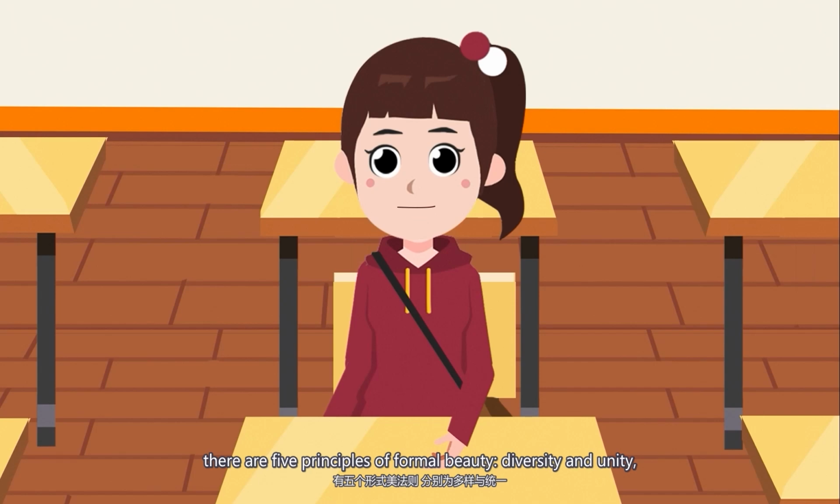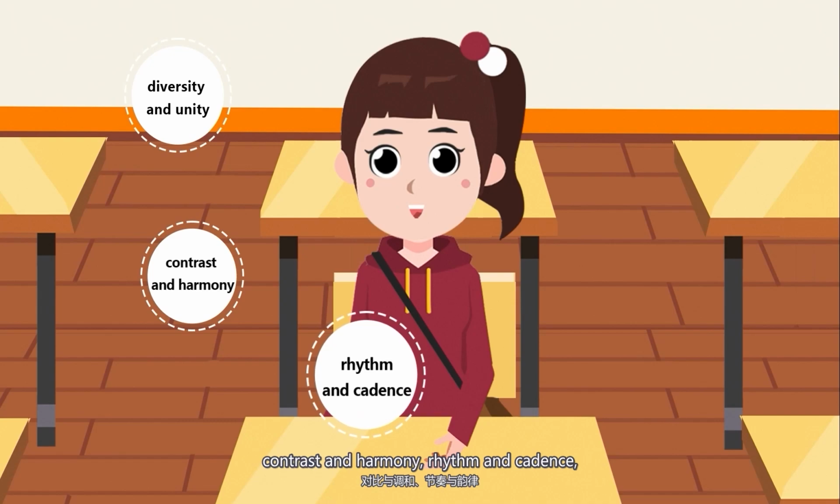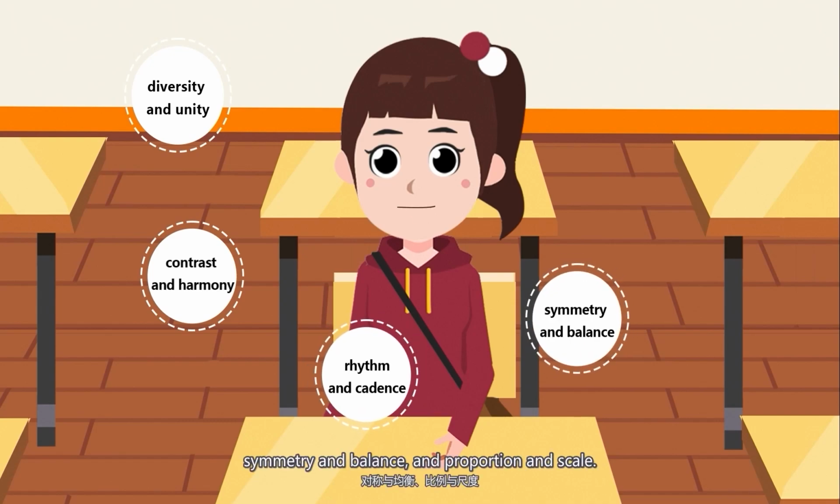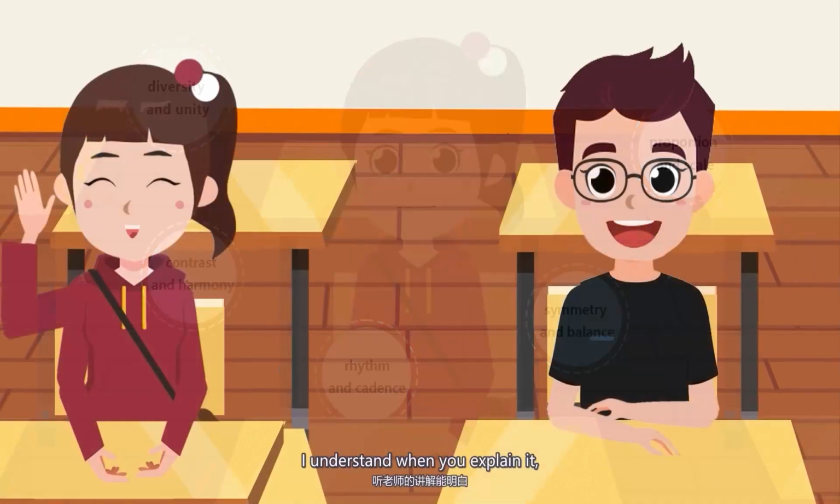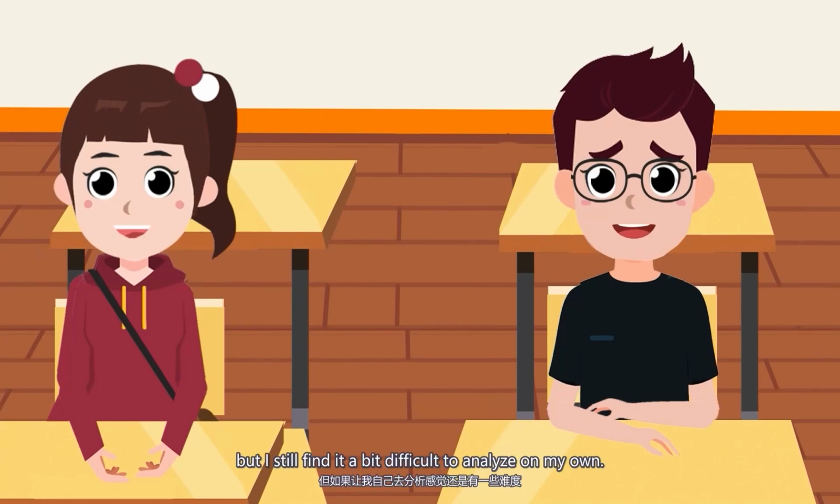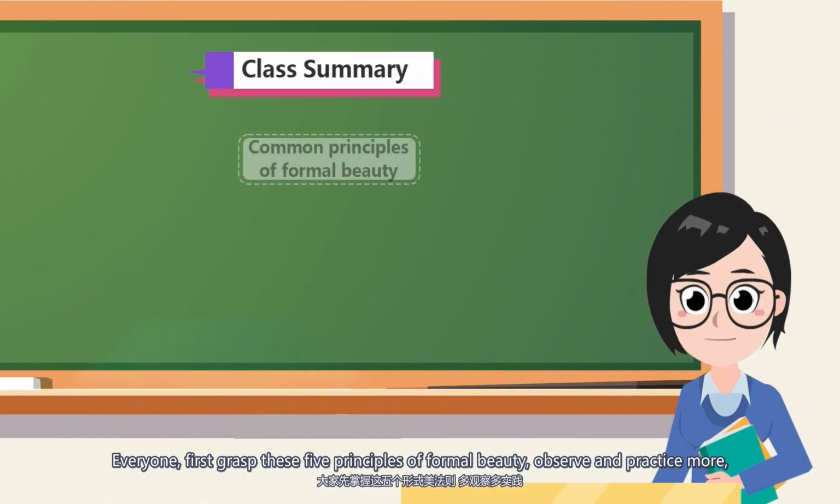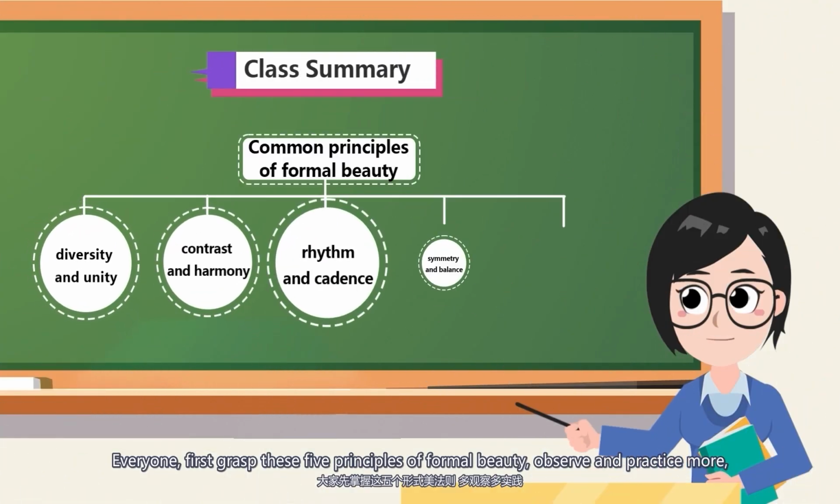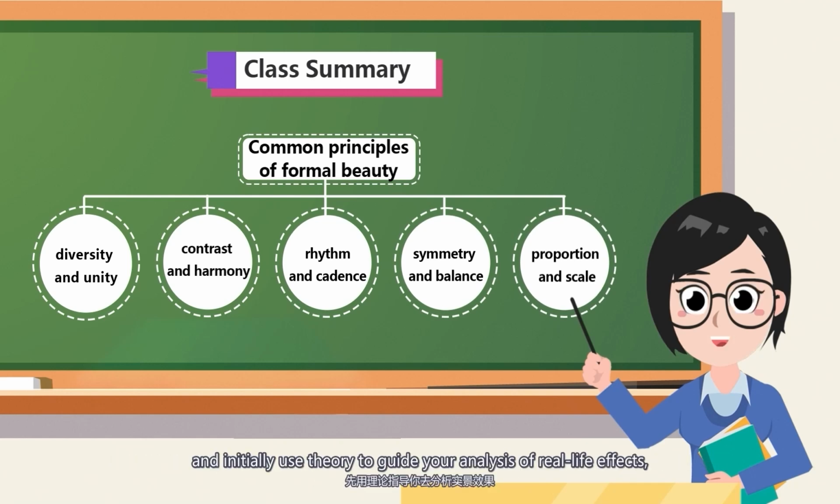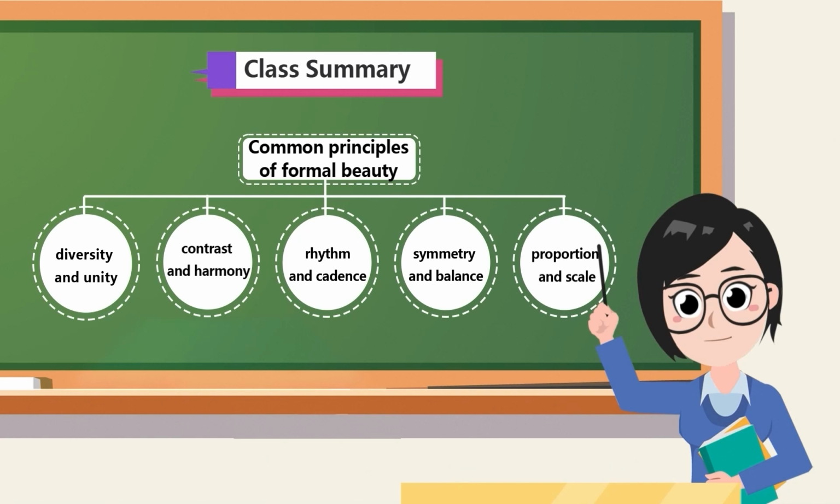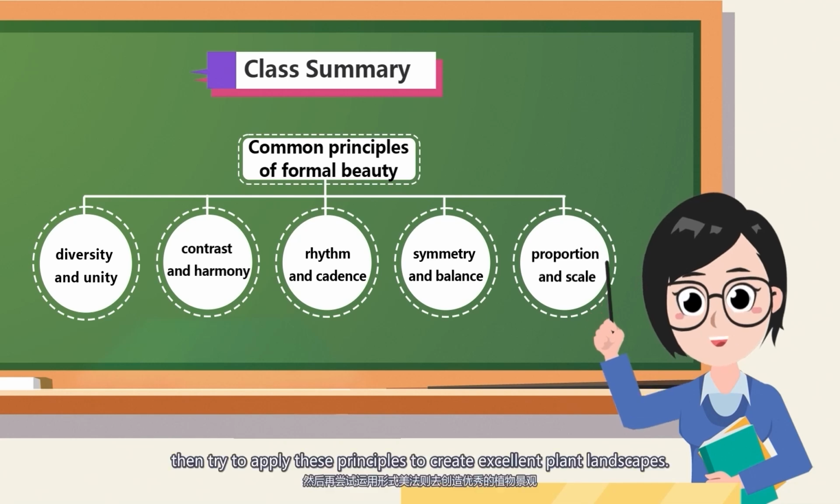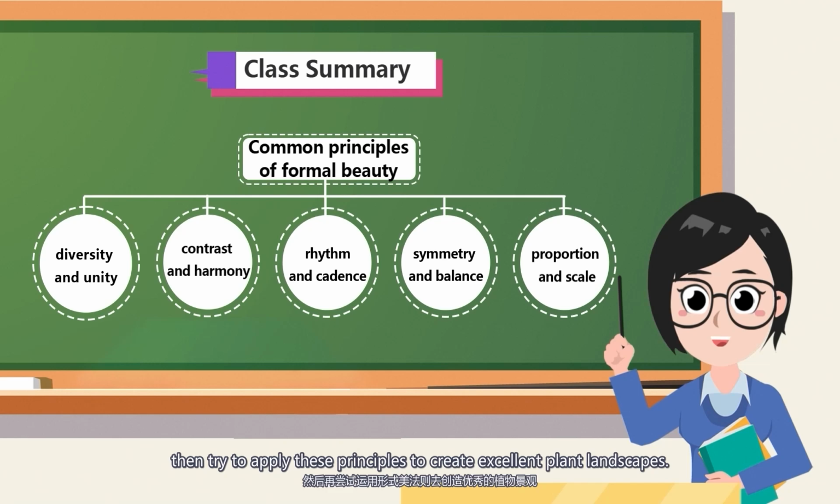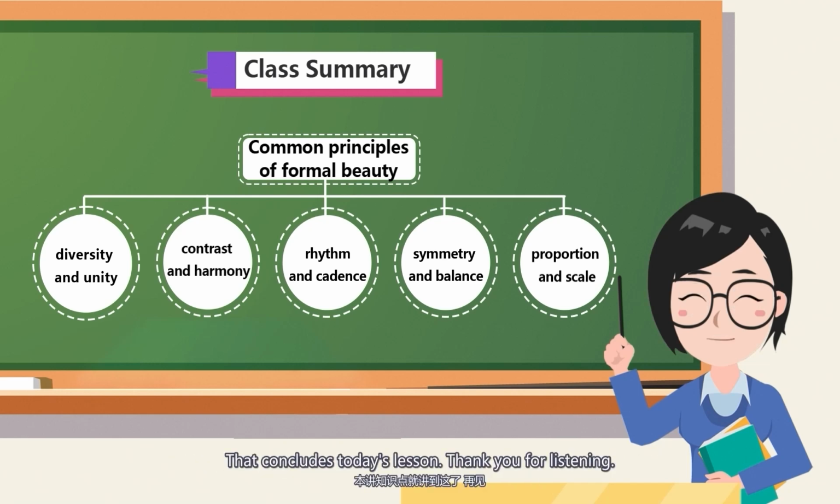I understand now. There are 5 principles of formal beauty: diversity and unity, contrast and harmony, rhythm and cadence, symmetry and balance, and proportion and scale. I understand when you explain it, but I still find it a bit difficult to analyze on my own. Everyone, first grasp these 5 principles of formal beauty, observe and practice more, and initially use theory to guide your analysis of real-life effects. Then try to apply these principles to create excellent plant landscapes. That concludes today's lesson.